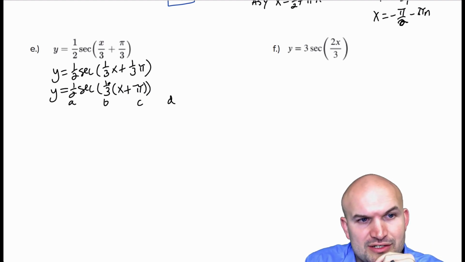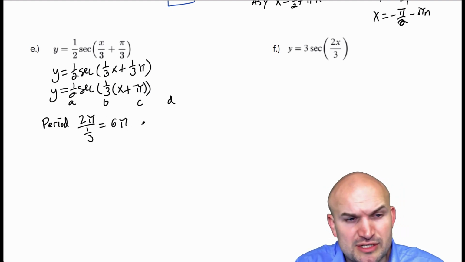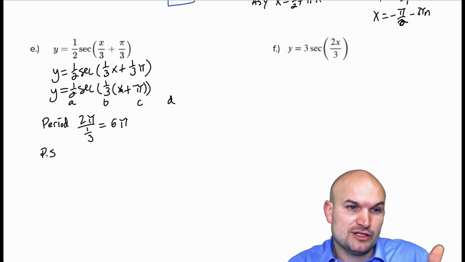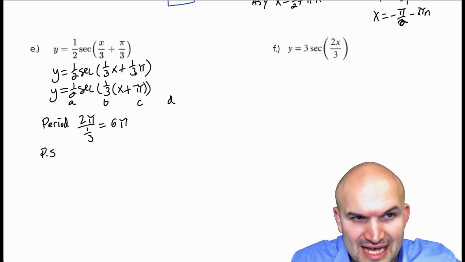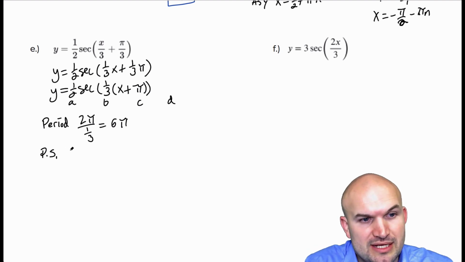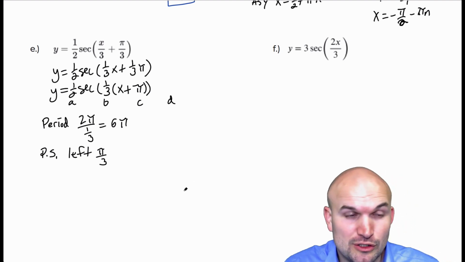So the period here is my B. Remember, the period for secant is going to be 2 pi divided by 1/3, and that is going to equal 6 pi, multiplied by the reciprocal. We have a phase shift now. You can see that the graph is being shifted pi units to the left, not pi over 3 to the left. So therefore, we can say left pi over 3.